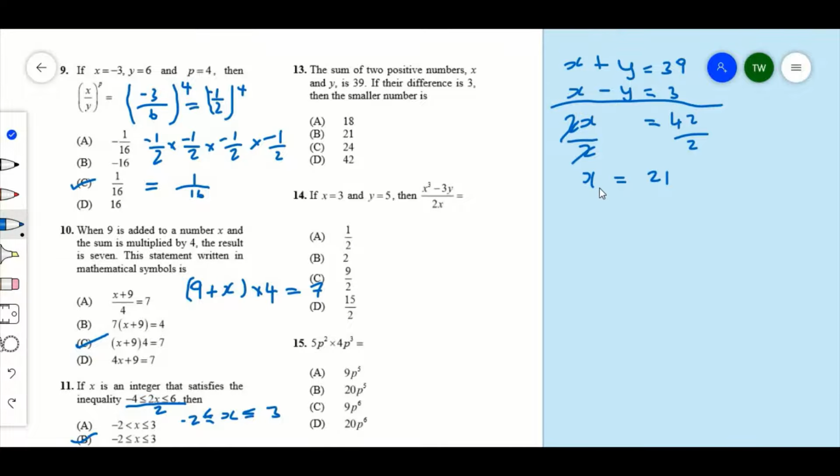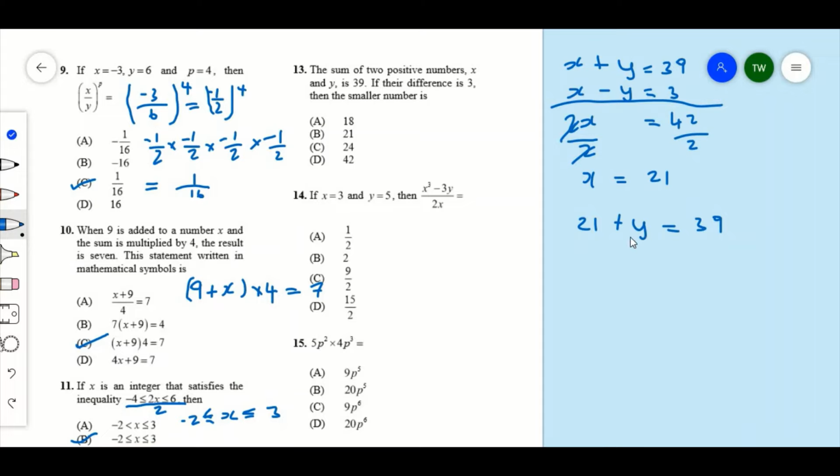Now that we know the value of x, we can substitute the value of x in any one of the equations. So let's use equation 1. And if we use equation 1, instead of writing back the value of x, we are going to put 21. So it's going to be 21 plus y is going to equal 39.